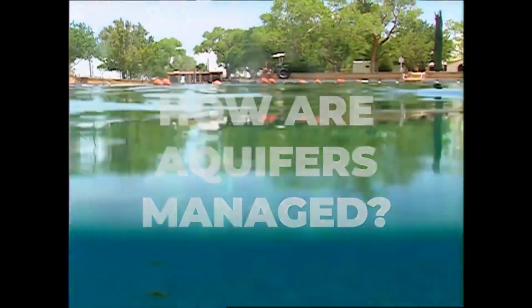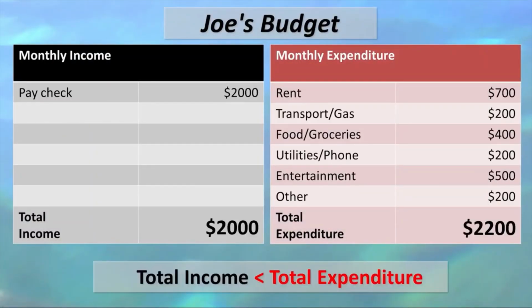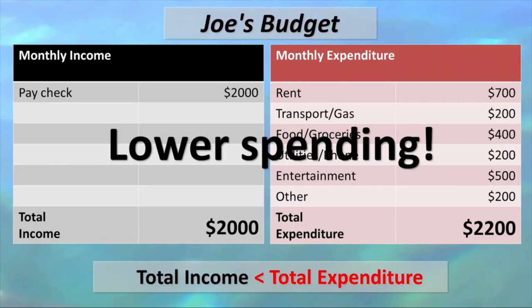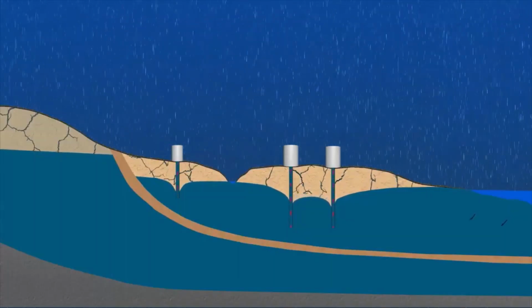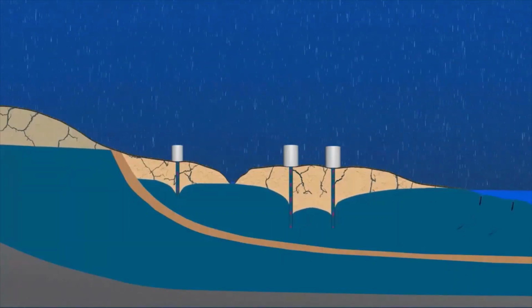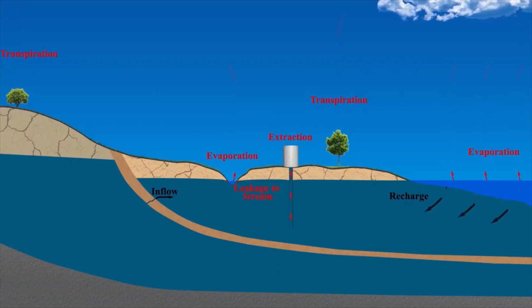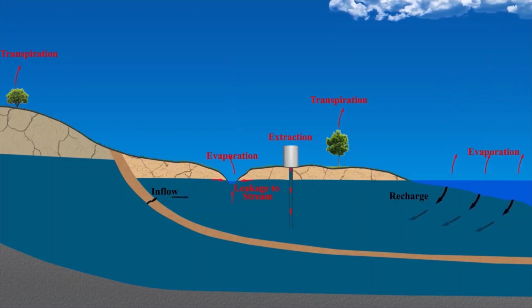Managing groundwater is the same as managing any budget. A household cannot continuously spend more money than it earns. In the same way, an aquifer cannot continuously give more water than it is taking in. Accounting for the groundwater budget requires thinking about the water cycle. The water cycle is the continuous movement of water on, above, and below the surface of the earth.